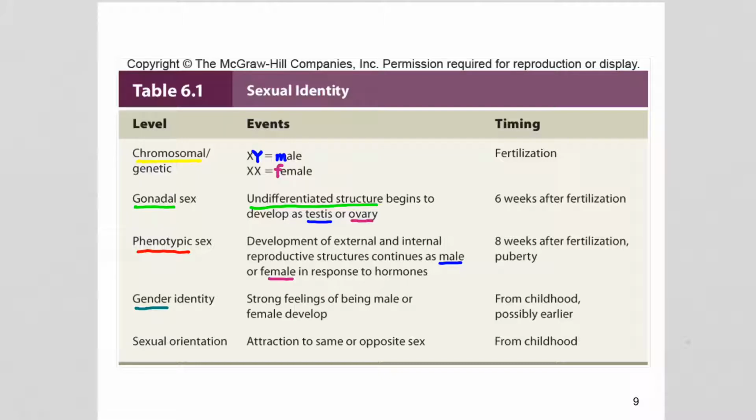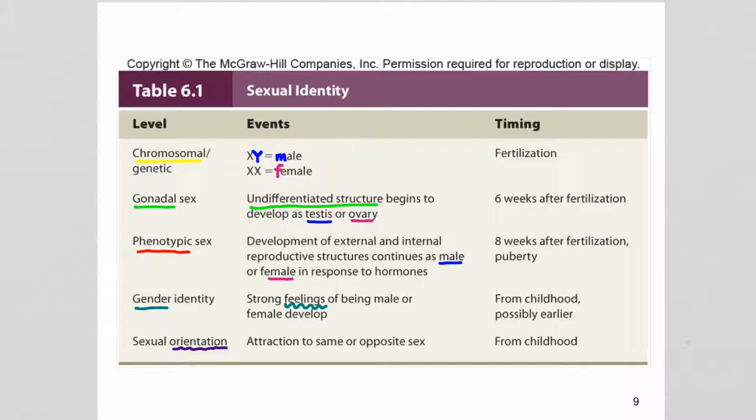So the next layer is gender identity, and that relates to the feelings that a person has, whether or not they identify with being male or female. And those identifying feelings or relationships with oneself starts typically at childhood, but it could potentially start earlier for all we know.